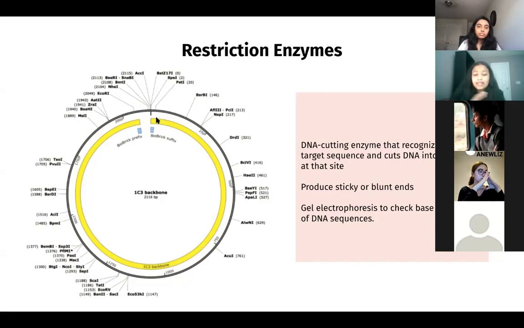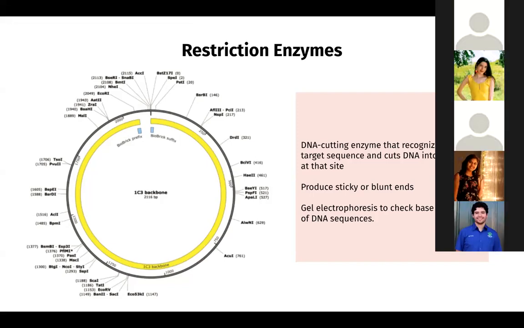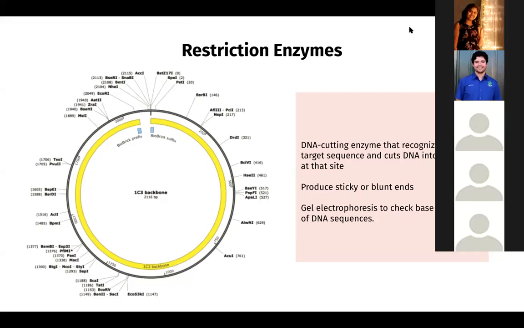Just taking any of these, where the line meets up is where it's going to cut. Which one you're going to use will depend on where you want to insert your target gene. Or if you were trying to separate the gene from the backbone, then you would use a restriction enzyme that cuts at the intersection of the 2. Restriction enzymes can produce either blunt ends or sticky ends, which we'll talk about more in the next slide.